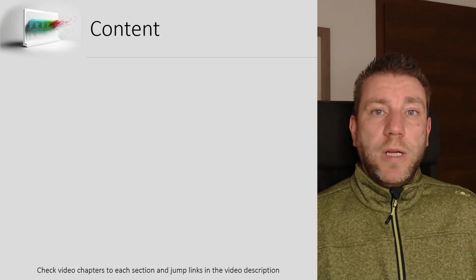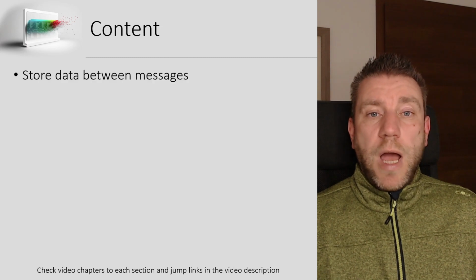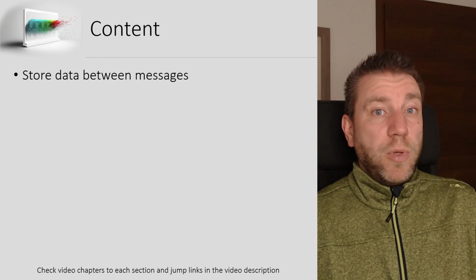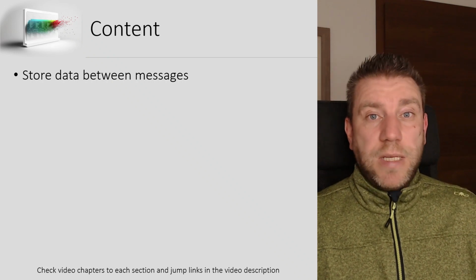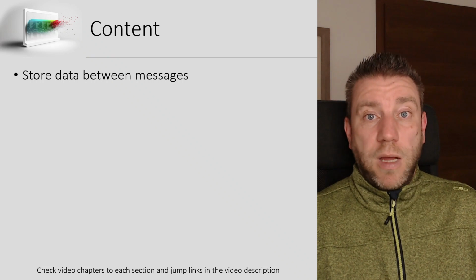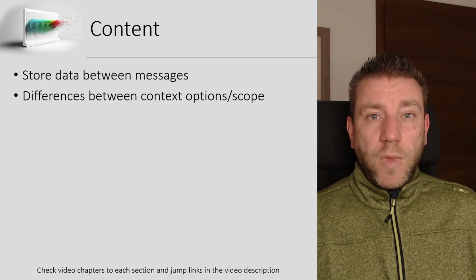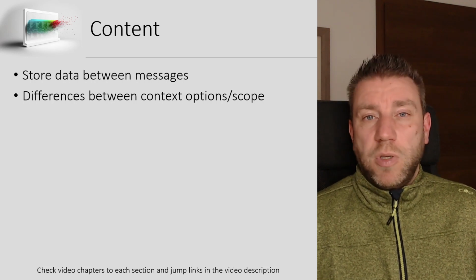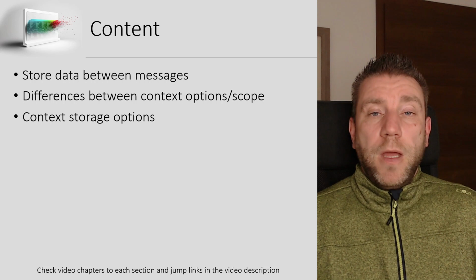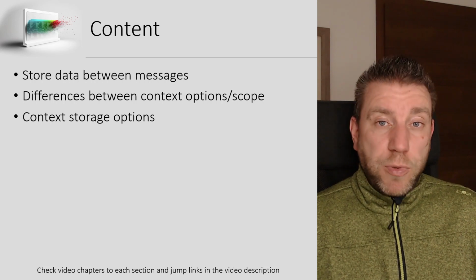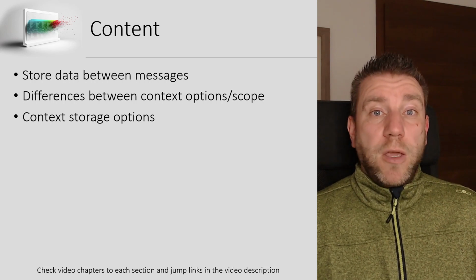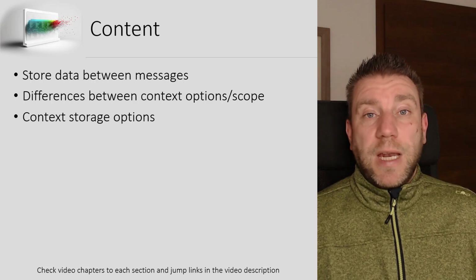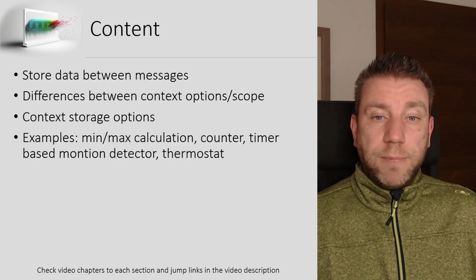So what you are going to learn in this video is how you can store data between messages, how you can store part of the data or your entire message, and this is what you use the context for. You will understand the differences between different contexts, which is also called the scope of the context. We are also going to talk about various storage options, so how you can make your context persistent. For example, store information so it doesn't get lost when you restart your Node-RED instance.